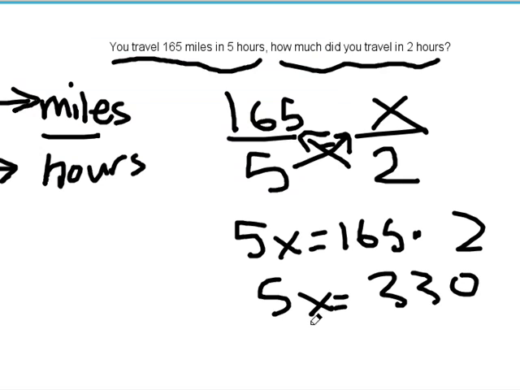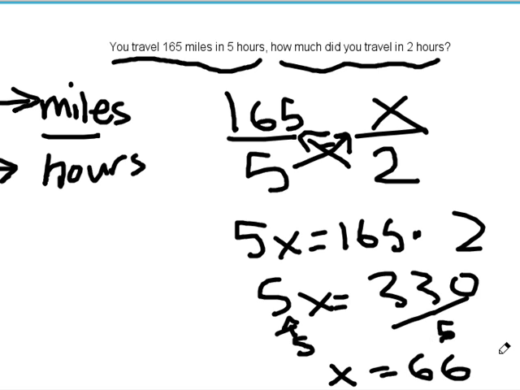Now, we want to get x by itself, so remember, in order to do that, we have to divide both sides by what this thing is, which is 5. So dividing both sides by 5, we should get x equals, now take some time to enter in what's 330 divided by 5 in the calculator. That should be 66. And that's the answer.